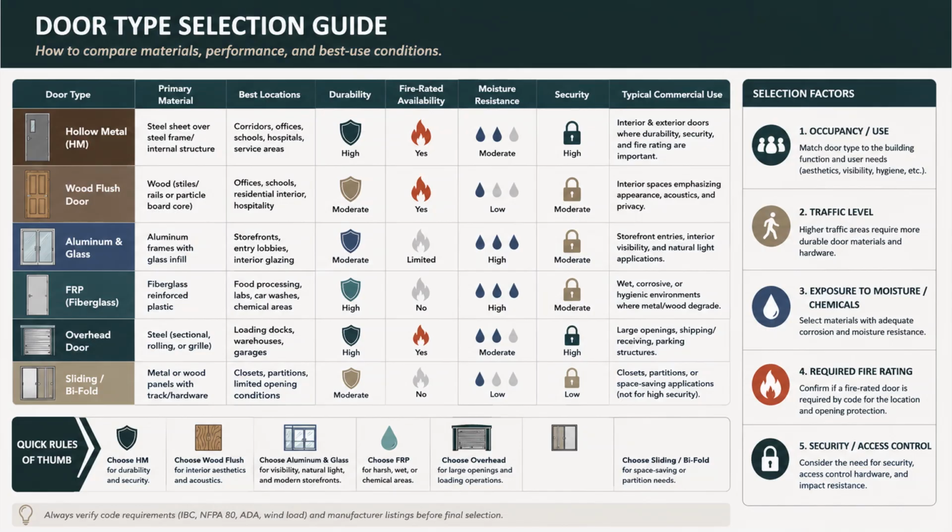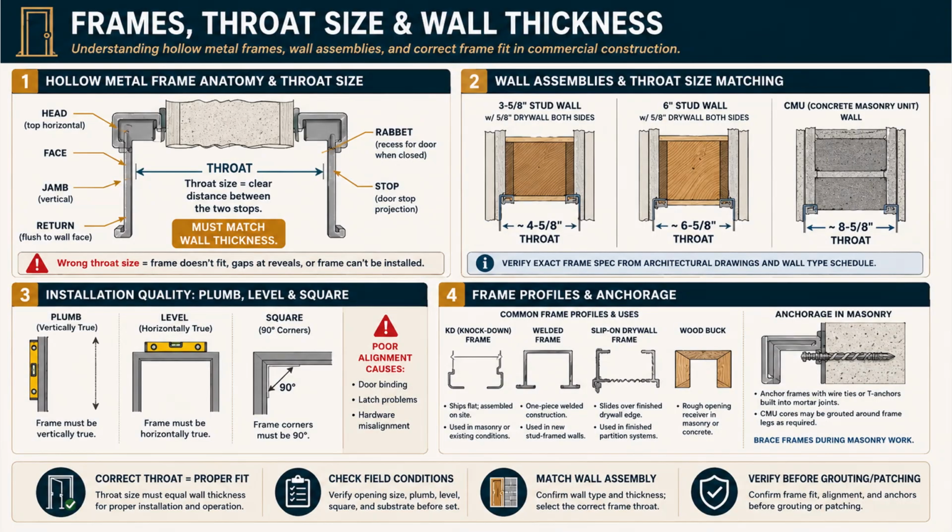5. Security and access control. Consider the need for security hardware and impact resistance. The note at the bottom is non-negotiable. Always verify code requirements, IBC and NFPA 80 for fire doors, ADA for accessibility, wind load, and the manufacturer listings before final selection. Now frames, and the single most important frame concept, throat size.